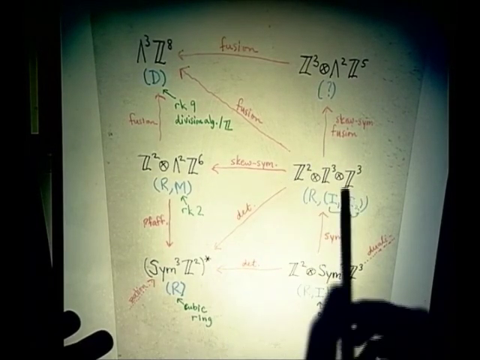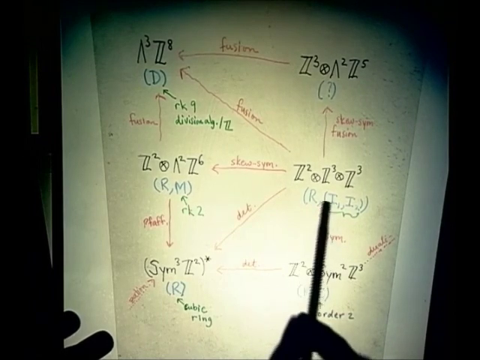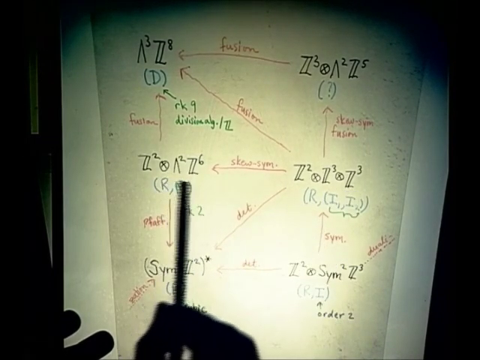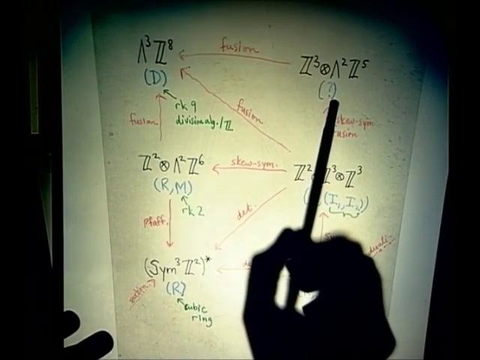And then again, you can symmetrize to extract order 2 ideal classes in cubic fields. You can skew-symmetrize to get rank 2 modules over orders in cubic fields. You can do something mysterious here, and I don't know what happens.